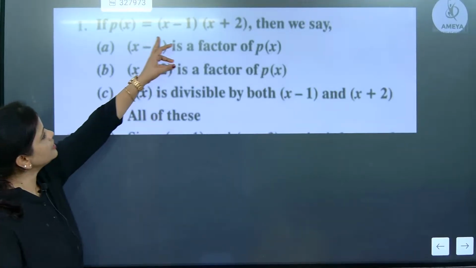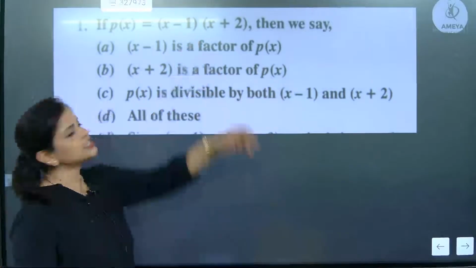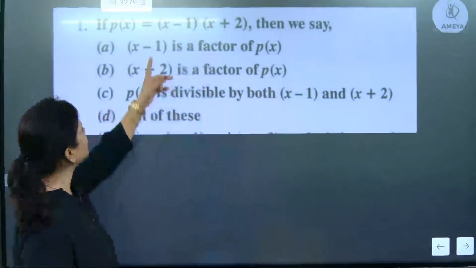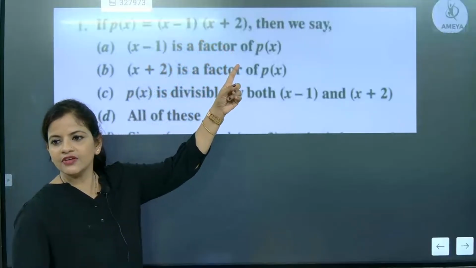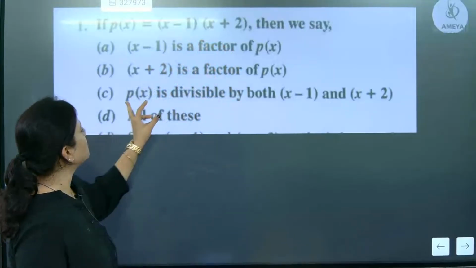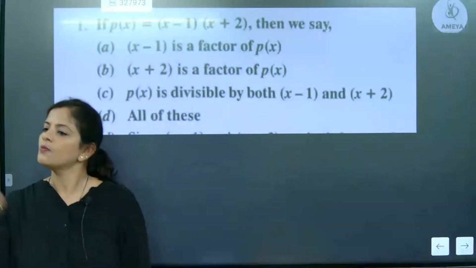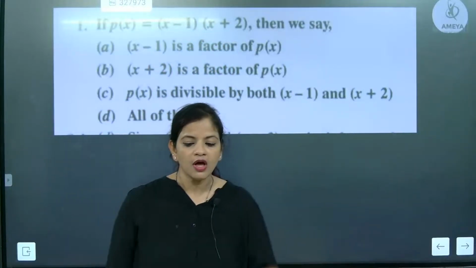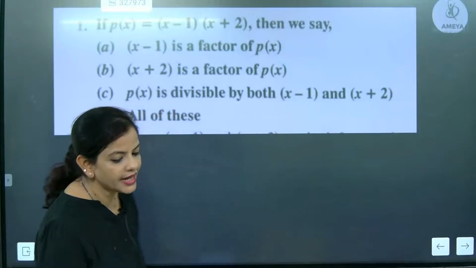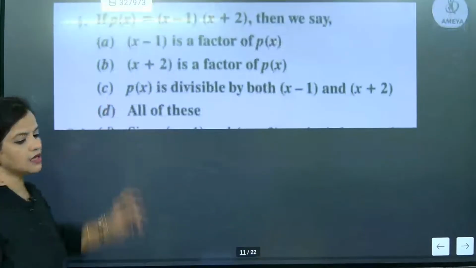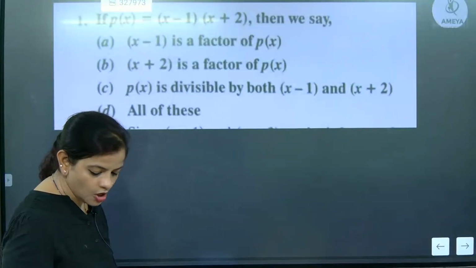So here in this question, x minus 1 is what? Factor. What is x plus 2? Factor. So x minus 1 and x plus 2 can divide this one, easily it can divide. So that means p of x is divisible by both the factors. Factor always divides the polynomial. What does a factor do? A factor divides the polynomial. So the correct answer is all of these. I hope you got the point. Please say all of these. Yes, option B.